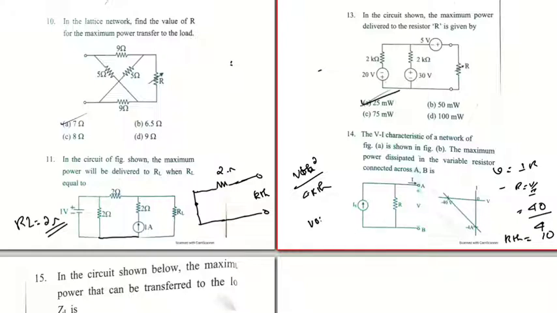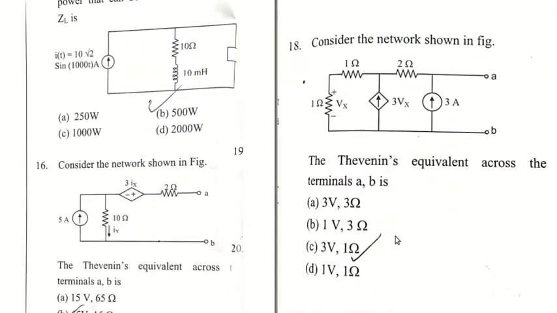And now VOC is given in the question, in the graph itself, it is 40 volt. So minus 40, actually minus 40. So it will be 40 into 40 divided by 4 into 10. So it will be 40 watt, right? So the answer will be 40 watt. The maximum power dissipated in variable resistor connected across AB is 40 watt. Okay, now come to the next question.